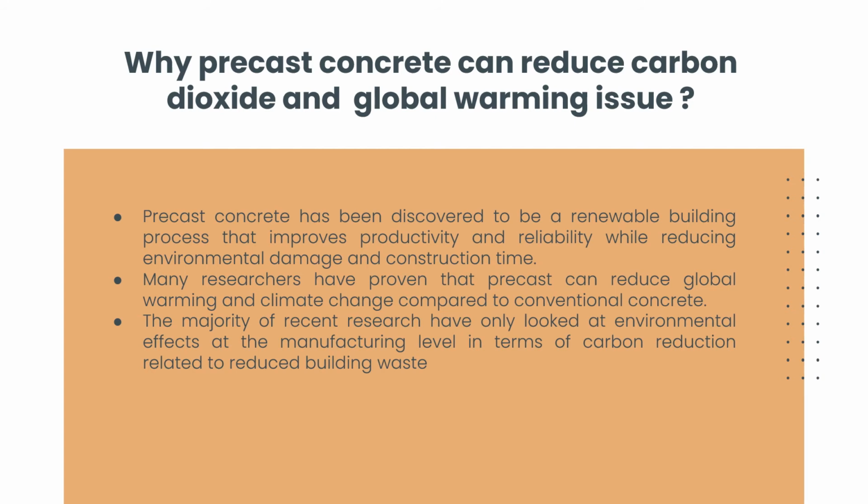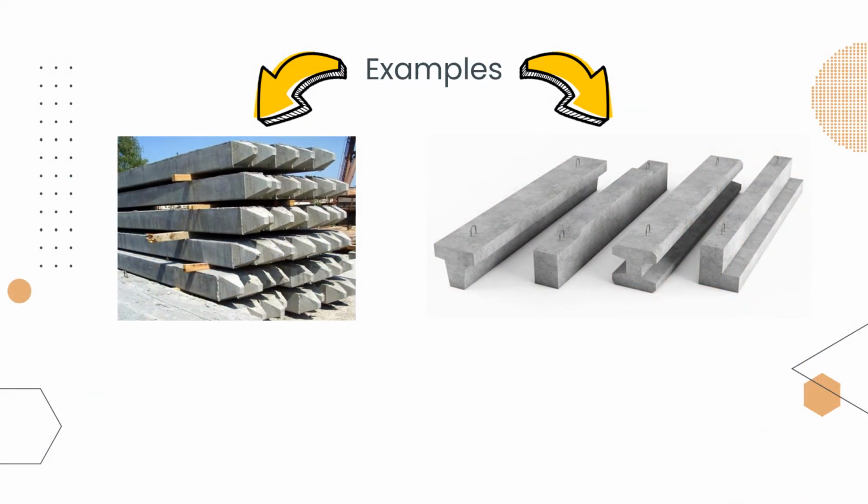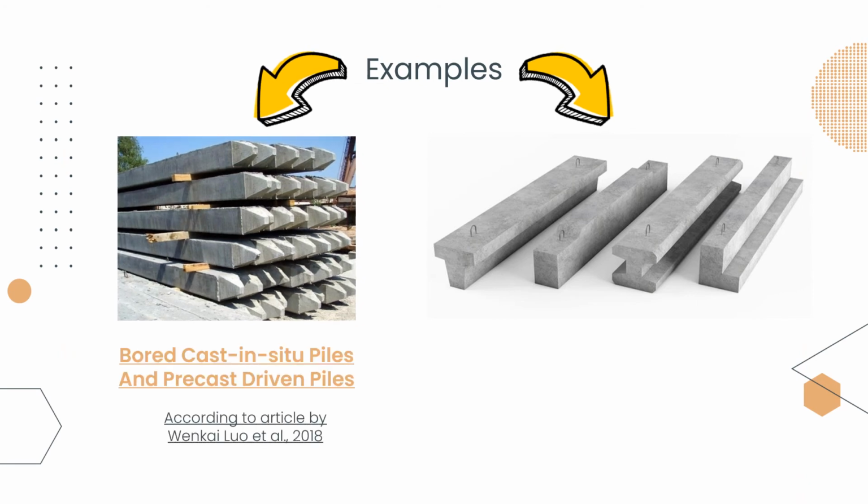The majority of recent research has only looked at environmental effects at the manufacturing level in terms of carbon reduction related to reduced building waste. These are examples from the article by Wen Kai Luo 2018 for both cast in situ piles and precast driven piles, and the article by Dong 2015 for precast beams.